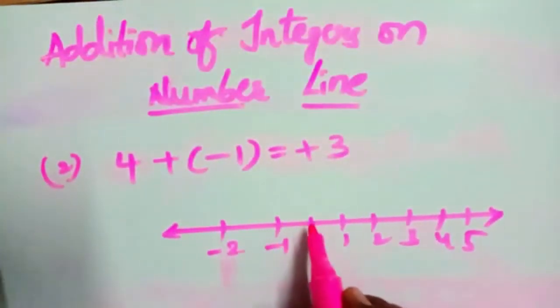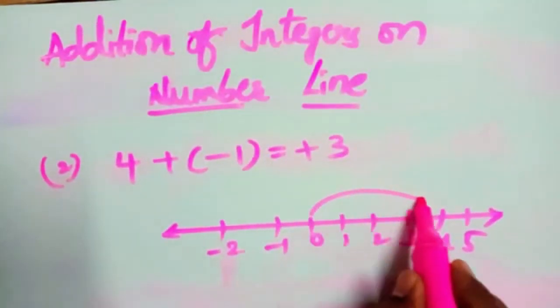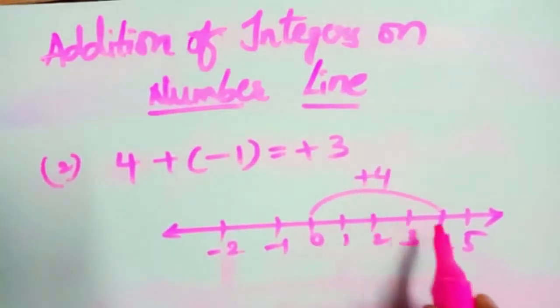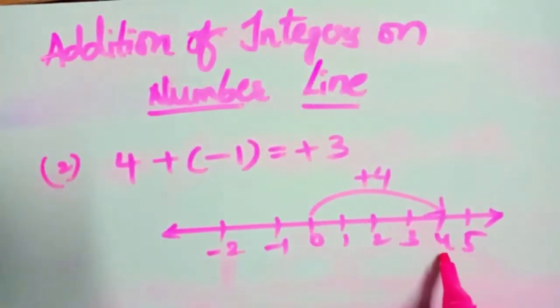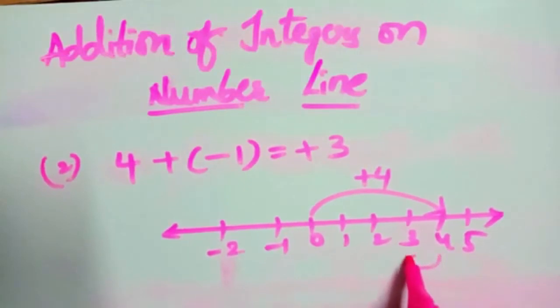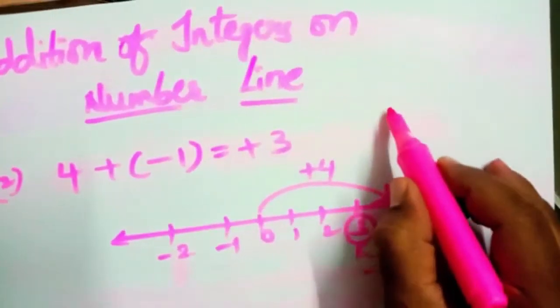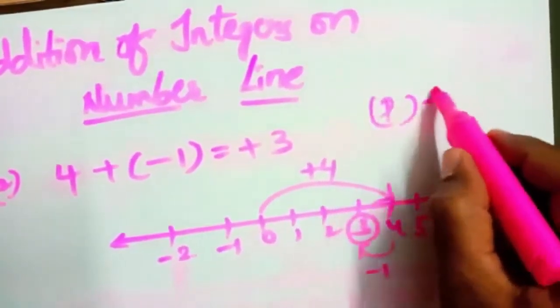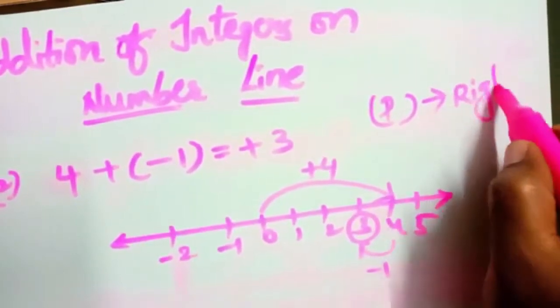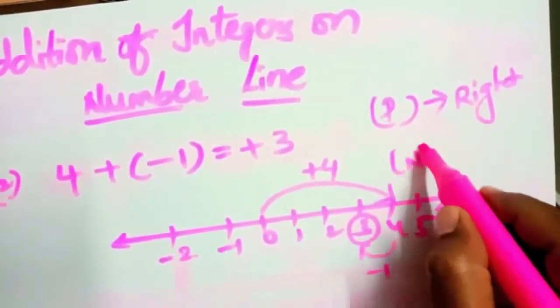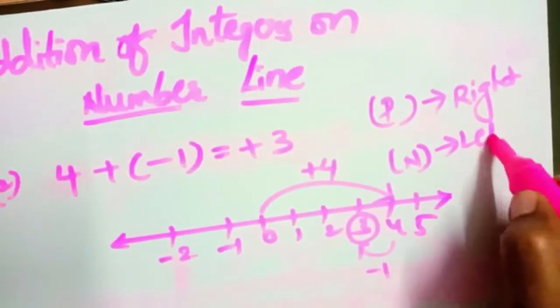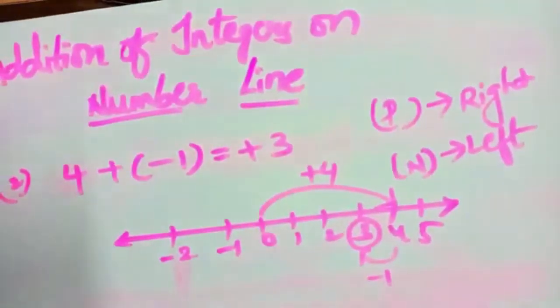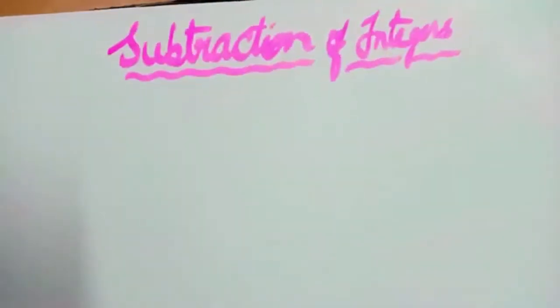First of all look at the 4, it is positive 4. From this, if you are adding the negative integer, you should move one step to the left side, and the answer is positive 3. So what is the meaning here? If you want to add a positive integer, you should move to the right side on the number line. If you are adding a negative integer, you should move to the left side of the number line.